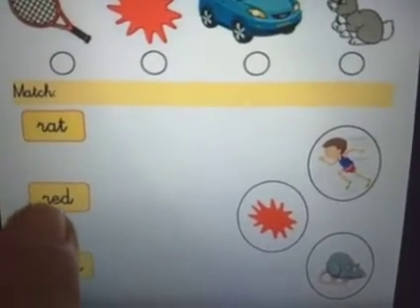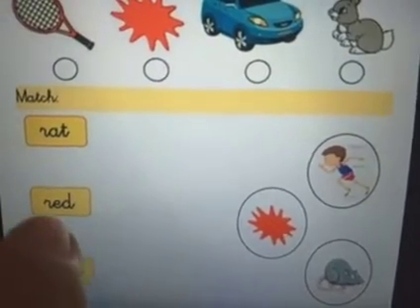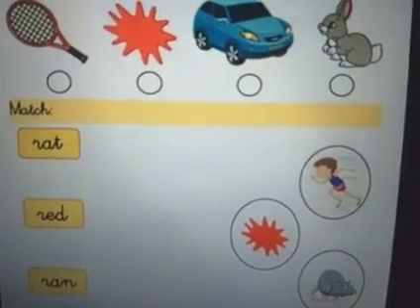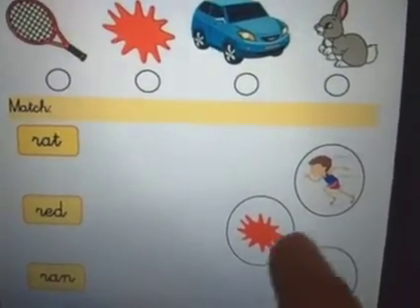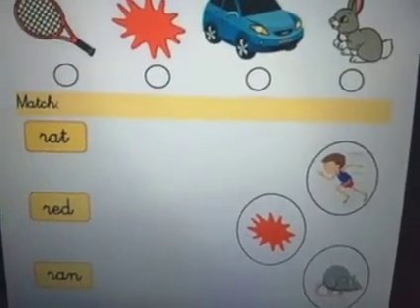Next one. R, e, d. Red. Where's the red color? Here. So you match the word and the picture with a line. Join it with a line.